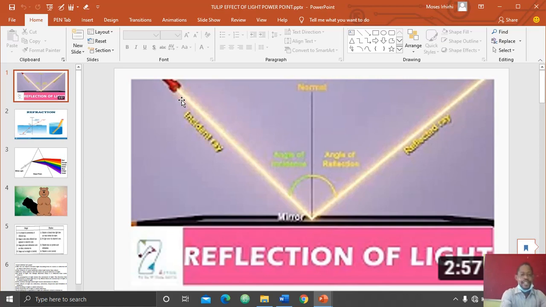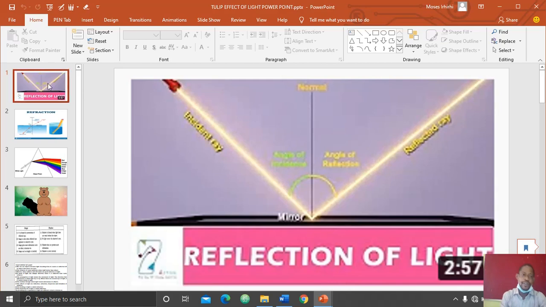The light that is coming into the surface is called the incident ray. As it hits the surface, it bounces off, which is called reflection, okay? The one that is bounced off is called the reflected ray. So as you can see, light is being reflected. This is light reflection, okay? That's one effect of light. This normal is just a straight line down which makes 90 degrees with the surface. Here the surface is a plane surface, which is the mirror, okay?